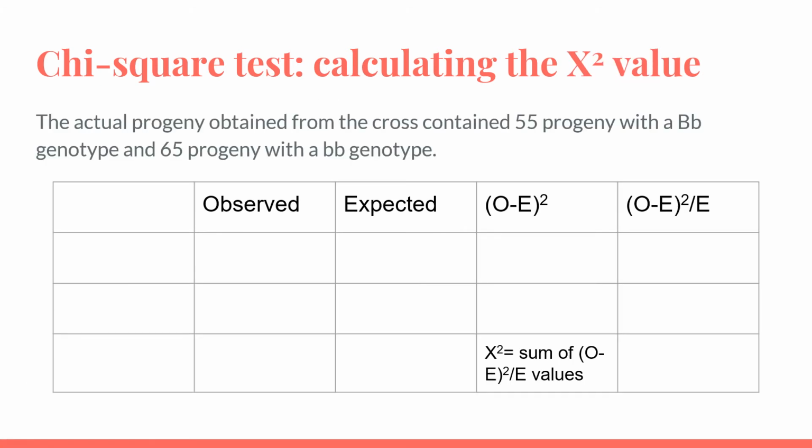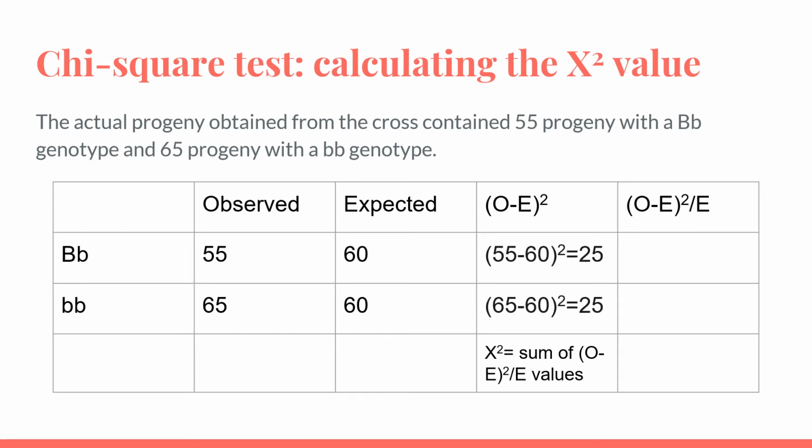Now let's actually try and calculate some values. The actual progeny obtained from the cross contained 55 progeny with a big B little b genotype and 65 progeny with a little b little b genotype. So we enter our 2 different genotype results, our observed numbers, which again were 55 for big B little b and 65 for little b little b, and compare to our expected values, which were 60 for each.